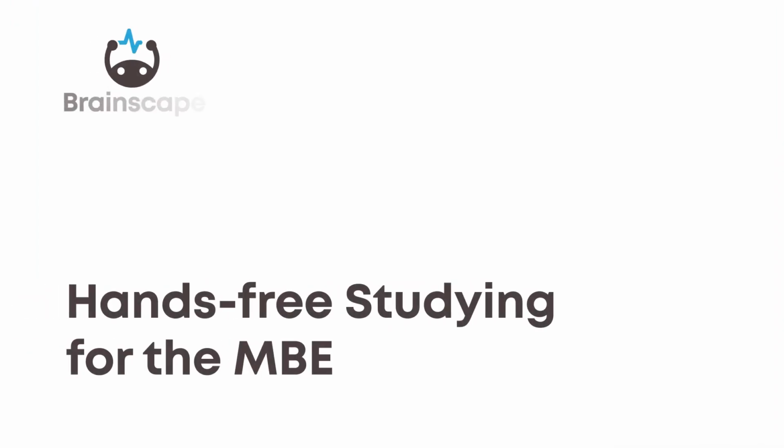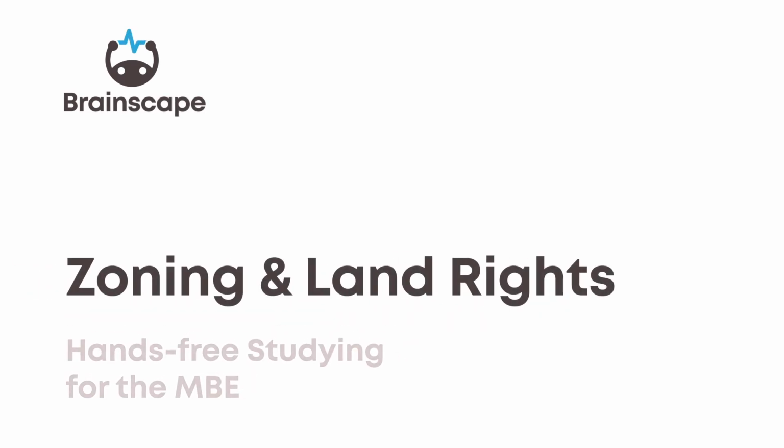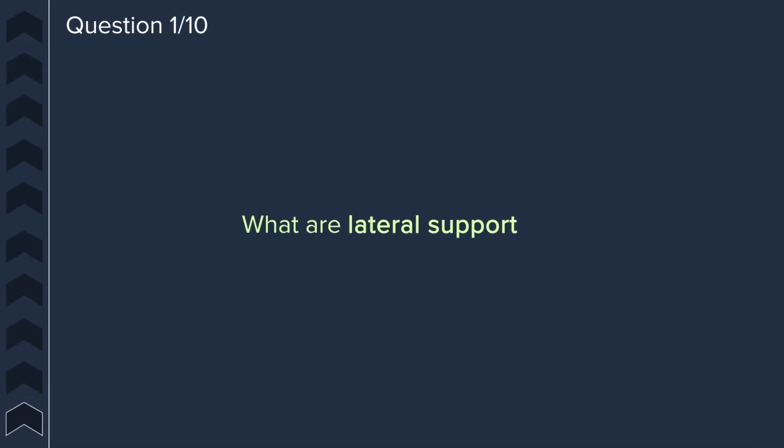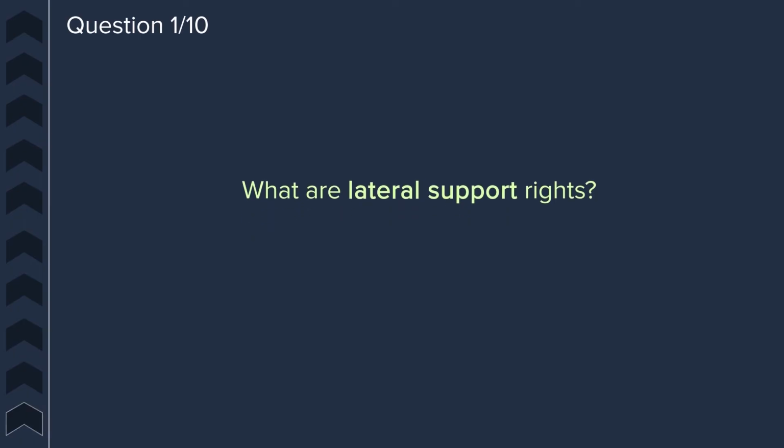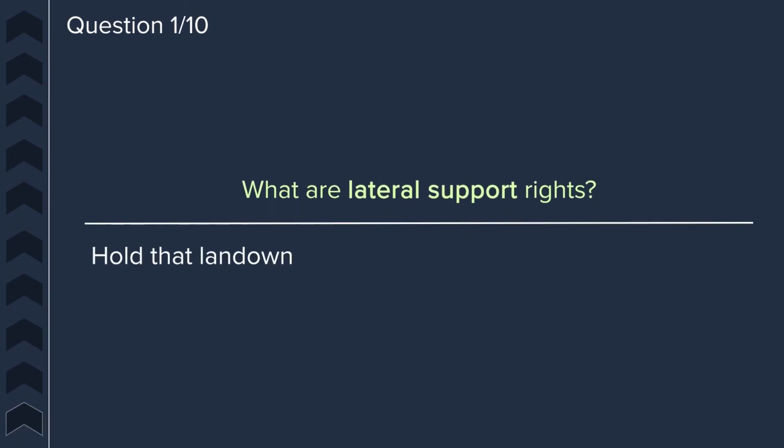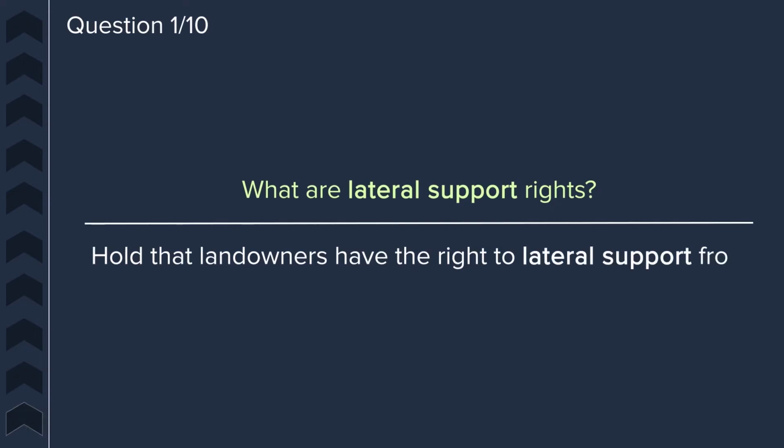These upcoming property questions cover zoning and land rights. All right, let's get started. Question 1. What are lateral support rights? Lateral support rights hold that landowners have the right to lateral support from the adjoining land.